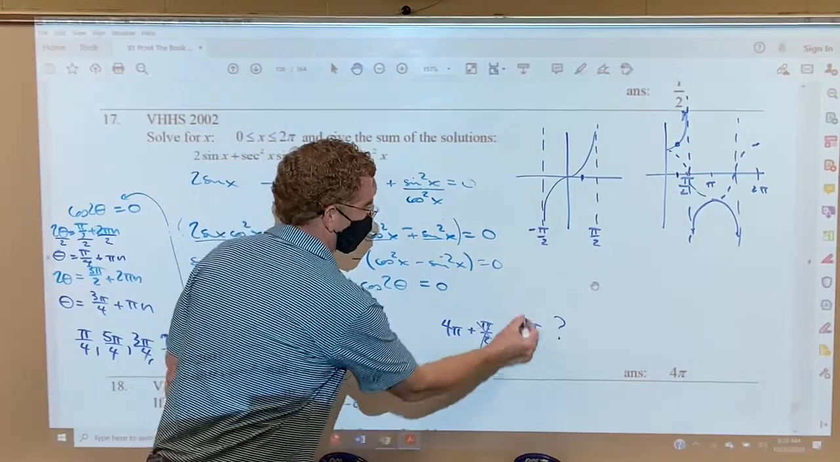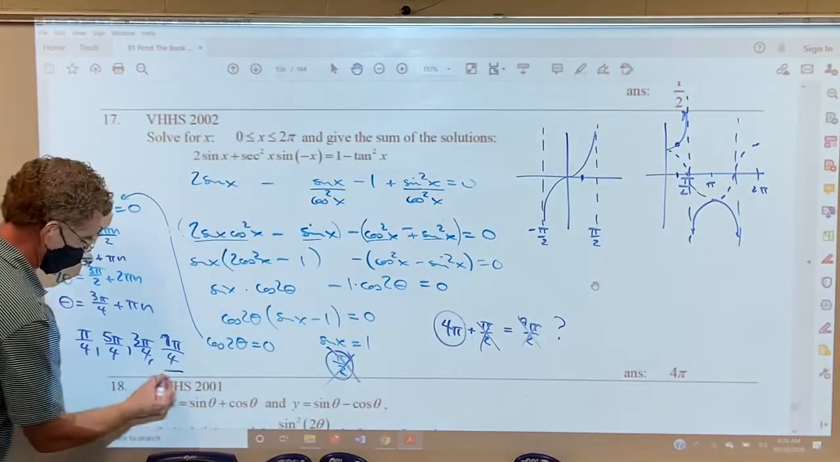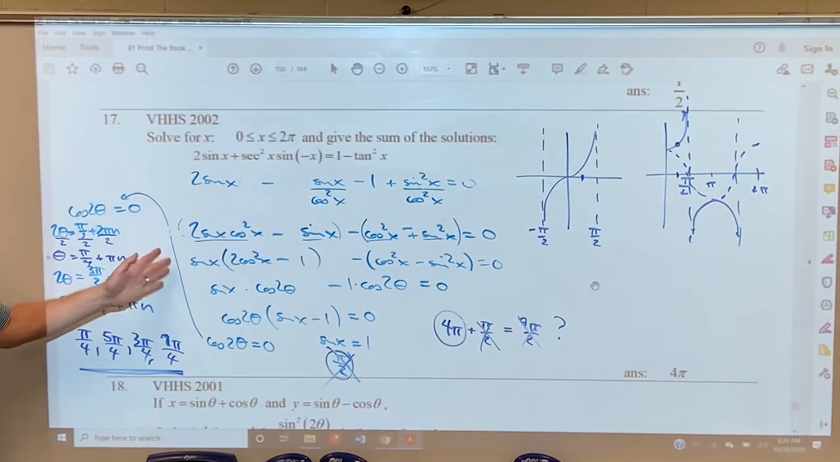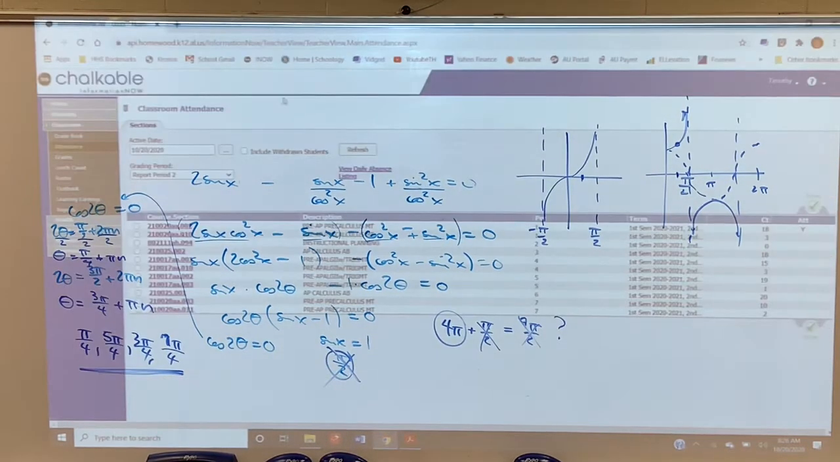But this didn't work, and that's why it ended up being 4 pi, because these are the 4 that end up working. So I was thinking there would be some clever way to do this. I don't know. I bet my work looks totally different than this on my key, because there's a zillion different ways to do these.